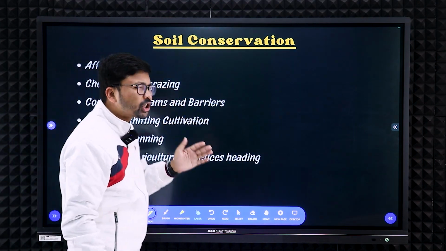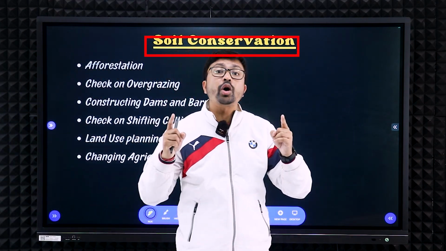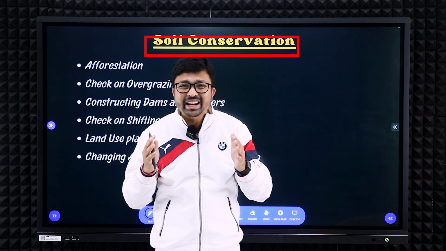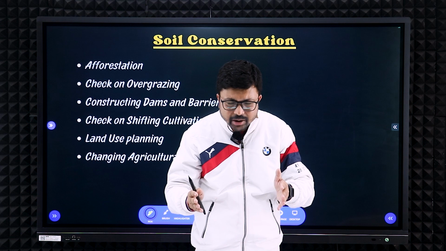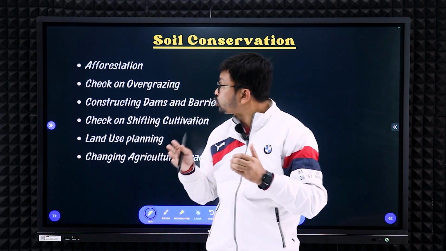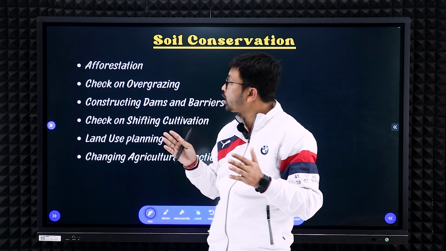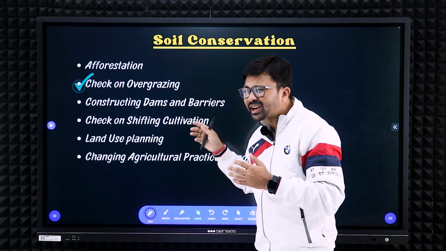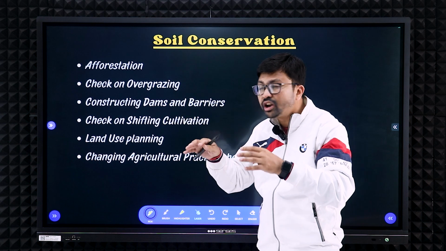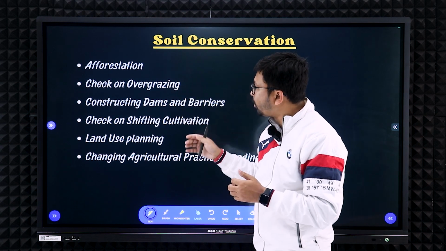Next, you need to know about soil conservation. Why? Because soil is so important. We have to do agricultural activities. We require soil for every purpose. We are getting nutrient minerals from the soil, right? So you need to conserve the soil. So what are the processes? Afforestation, right? Check overgrazing. We need to control the animals, so we can protect the soil from overgrazing.